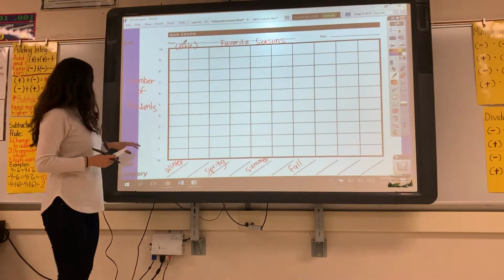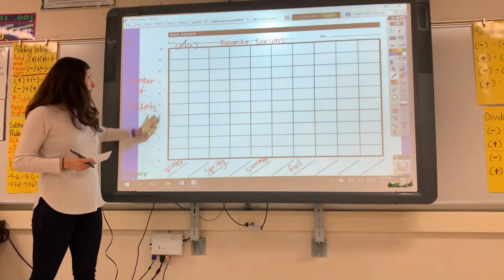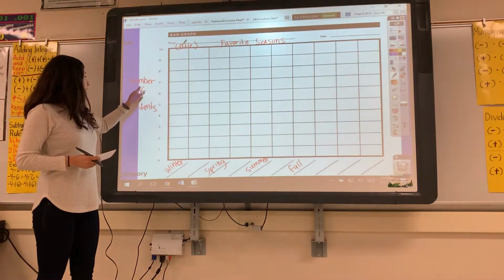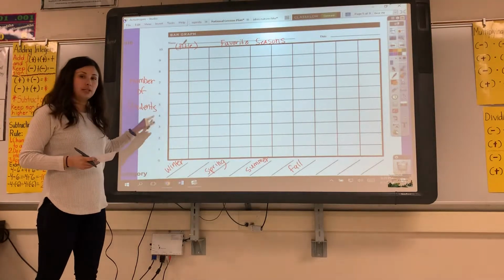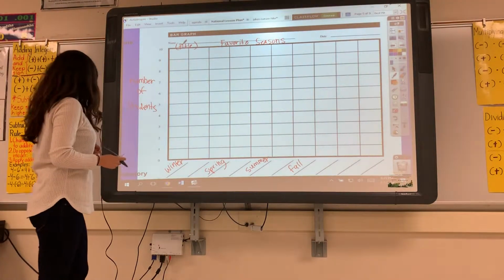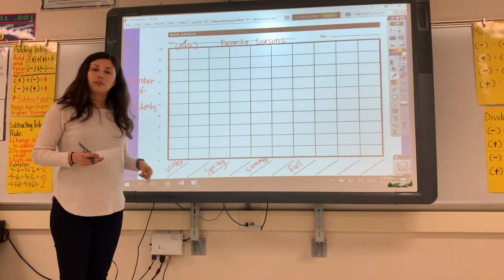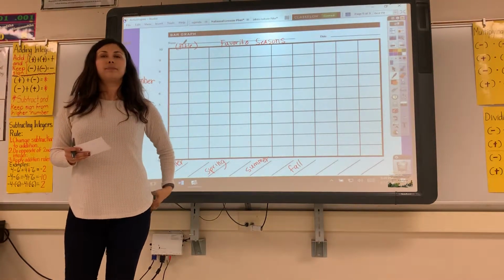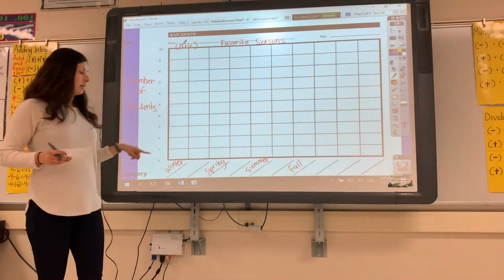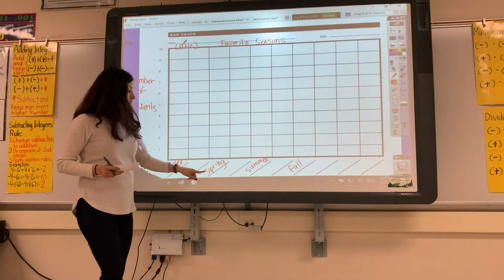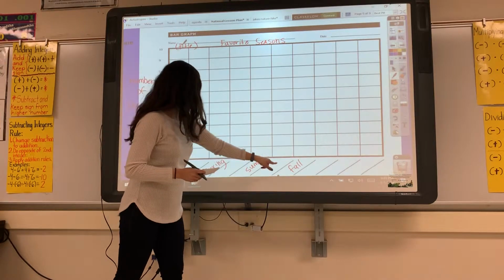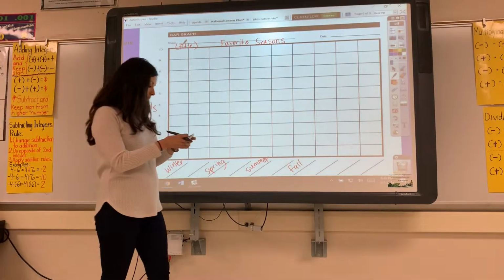Good. We need to label our scale, which would be our numbers, right here on the left side of the graph. We labeled it number of students. That's going to represent the number of students. Now, what goes at the bottom of the bar graph? Good. So we're going to include the categories at the bottom. We wrote winter, spring, summer, and fall, and we skipped a column in between.